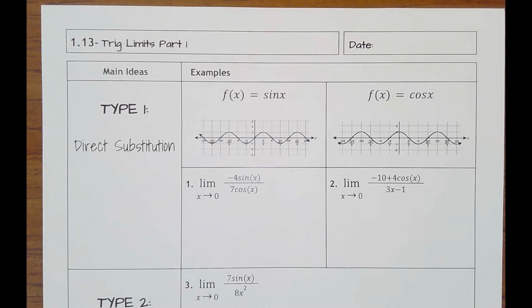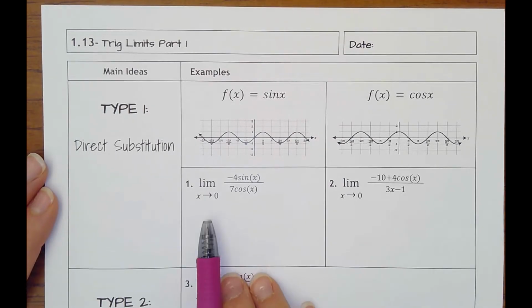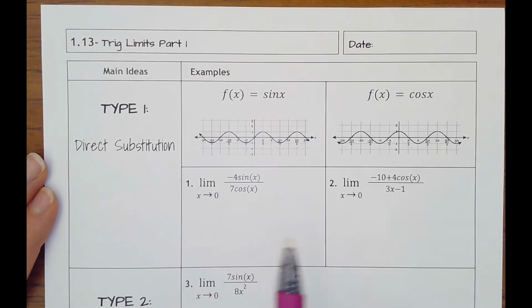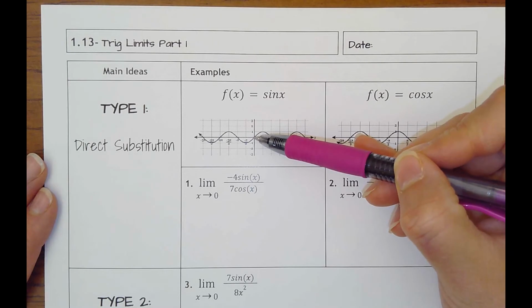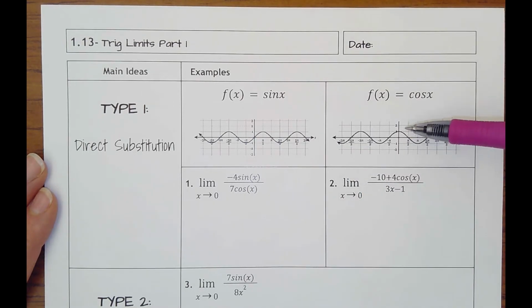Point 13, trig limits, part 1. In part 1 today, there are going to be 3 types of strategies we can use to try to figure out trig limits. And the trig limits will always be as x is approaching 0. I included the graphs of sine and cosine just as a refresher that as x comes to 0 in the sine function, the y value is 0. And in cosine, as we come to 0, y is actually 1.